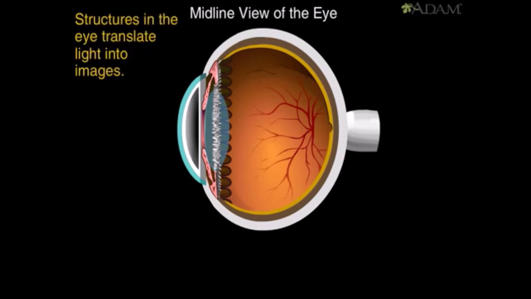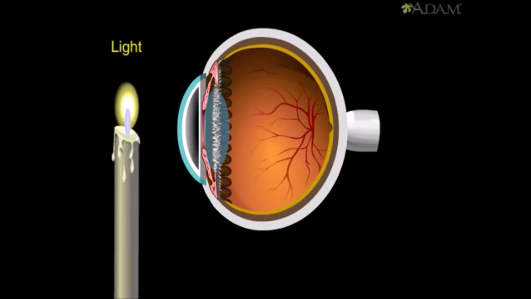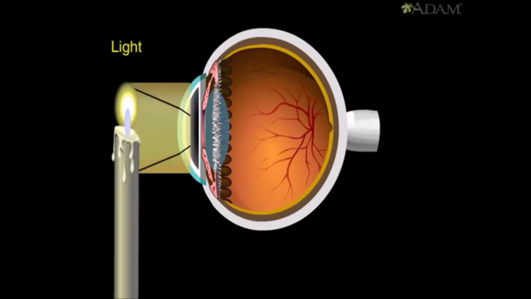This is the midline view of the eye. The various structures of the eye translate light into images. We know that the outermost dome-shaped transparent structure is the cornea, and behind that the brown structure is the iris, and behind the iris is the lens. The innermost structure is the retina, which is the neural layer. The light enters through the cornea, it is refracted, and then it passes through the lens, which converges the light and focuses it on the retina.